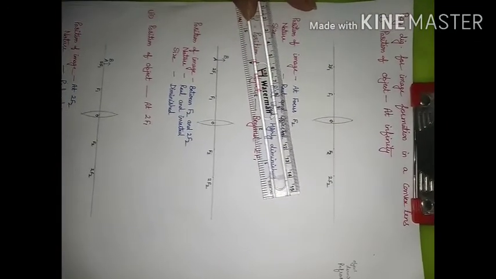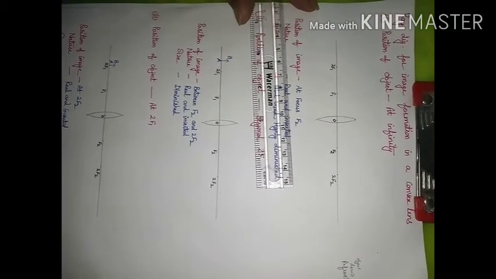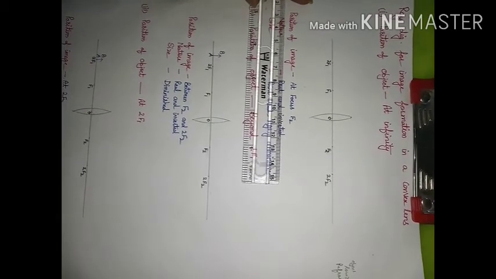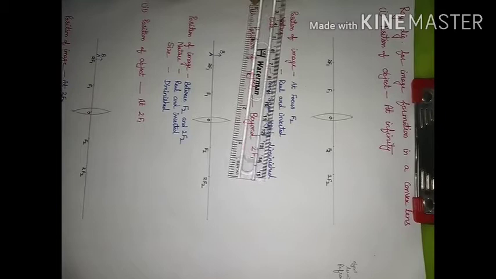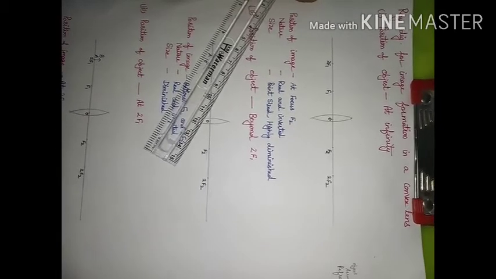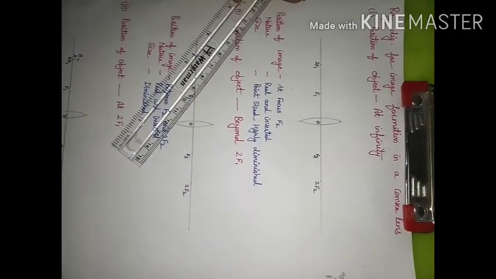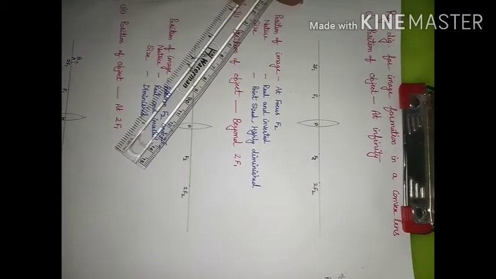In this video, we will consider the ray diagram for image formation in a convex lens. For a few positions of the object, we will consider 6 cases here. So the first case is when the object is kept at infinity. It is at a very large distance from the lens.